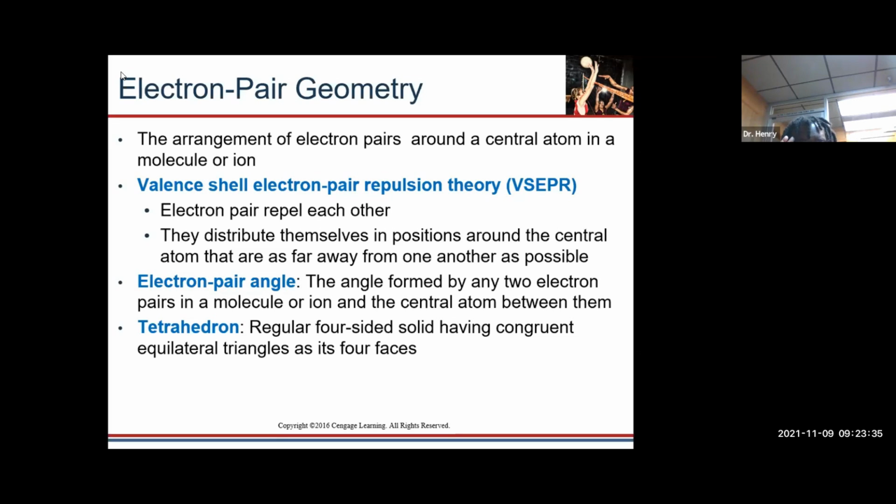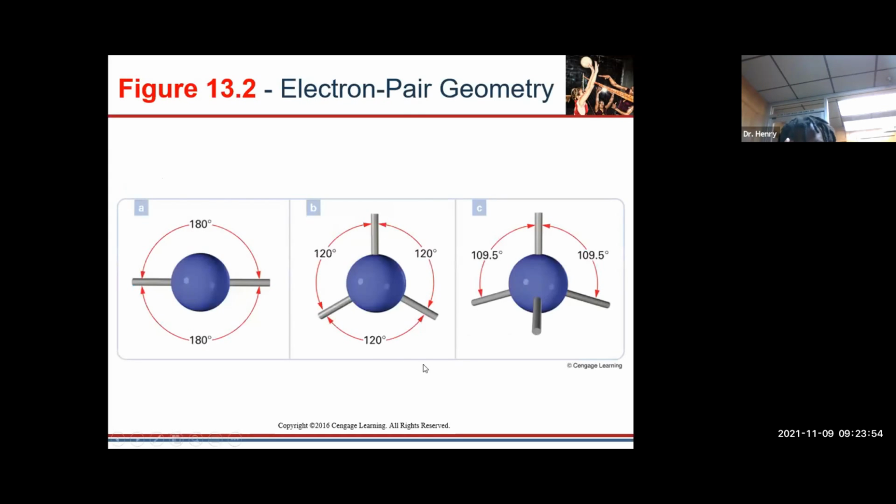And then a tetrahedron is basically a four-sided shape, so it actually has four faces to it. So let me show you all of these things so it all starts making a little more sense.